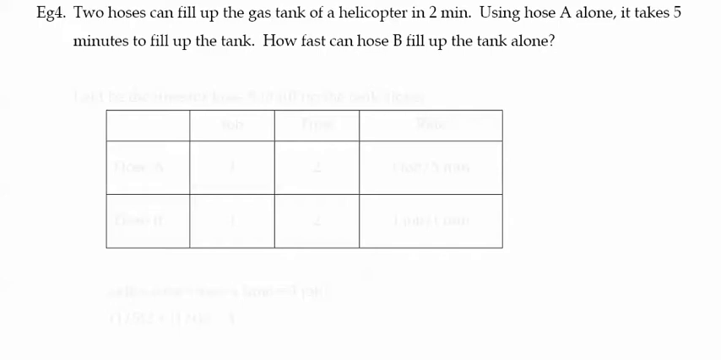Example number 4. You want to fill up the gas tank of a helicopter. If you are using 2 hoses to do it, it can be done in 2 minutes. Okay, they are talking about 2 hoses, A and B. If they are to finish it together, they will get this done in 2 minutes.